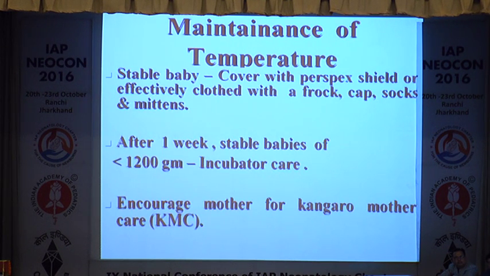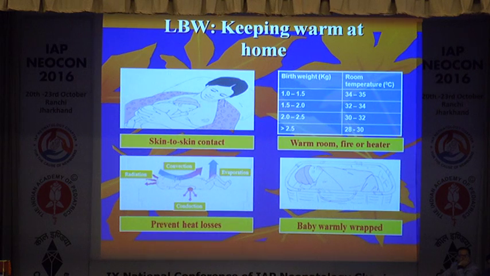A stable baby should be fully covered by cap, socks and mittens. And after 1 week, if the baby is stable and the weight of the baby is less than 1200 grams, we should prefer incubator care because it has been seen that these babies do well and there is faster weight gain in an incubator. And we should always encourage kangaroo mother care, KMC, in such LBW babies.